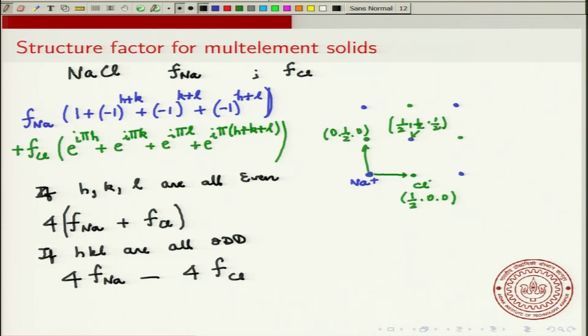Because each of these, e to the i pi h will be minus 1, e to the i pi k will be minus 1, e to the i pi l will be minus 1, and e to the i pi (h plus k plus l) will also be odd, so that will also be minus 1. So, you can do the structure factor for multi-element solids in this way, and you can generalize it to all kinds of solids.